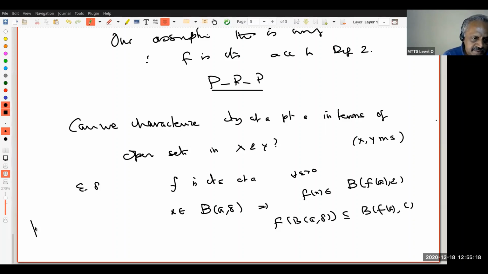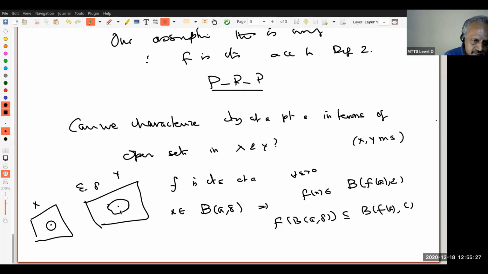In terms of pictures, this is my X, this is my a, this is an open ball. This is my Y, this is an open ball. This is f(a), and this is epsilon. I can find an open ball B(a, delta), this is delta, so that for every x here, the image f(x) lies here. That's what it said.